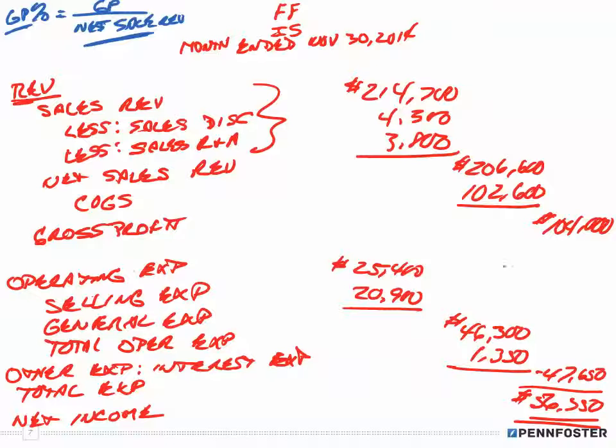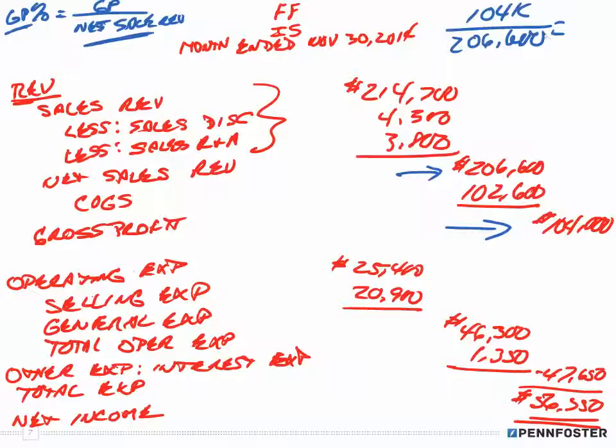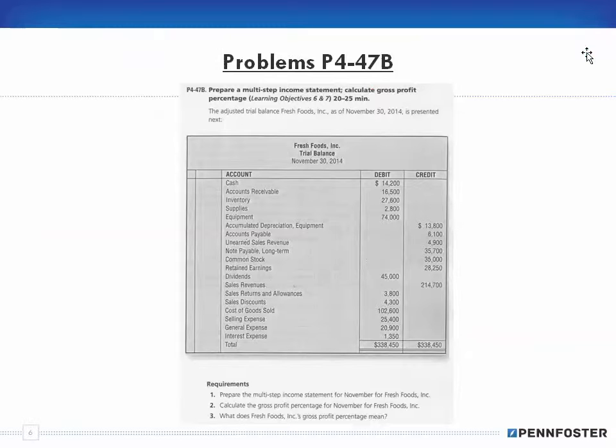So my gross profit here is 104,000, and it goes over what my net sales are. Well, what's my net sales? My net sales are 206,600, and if I do that division, I end up with 50.3%. Okay, so that's part B there, calculate the gross profit percentage.